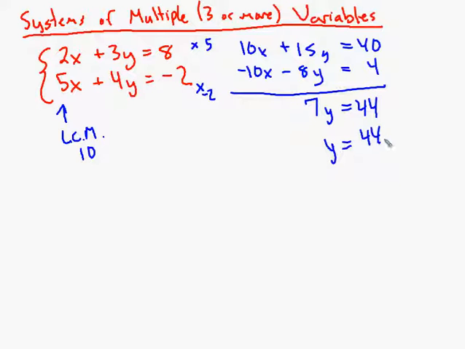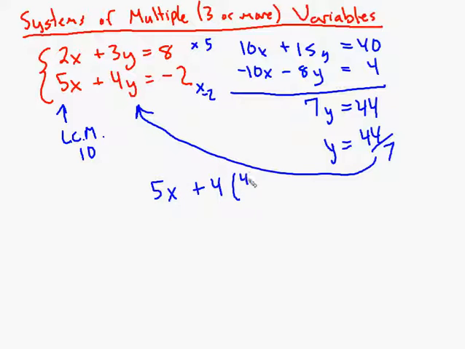So of course when you make up a problem off the top of your head, it's not going to come out nice. Now what do I do with that 44 over 7? Put it back into y? Yeah, I put it back into y, and it's going to be messy no matter which one I choose. So I'll just choose that one. So 5x plus 4 times 44 over 7 equals negative 2. So this is top times top, bottom times bottom, so I'm going to do 44 times 4. And I get 176 over 7.